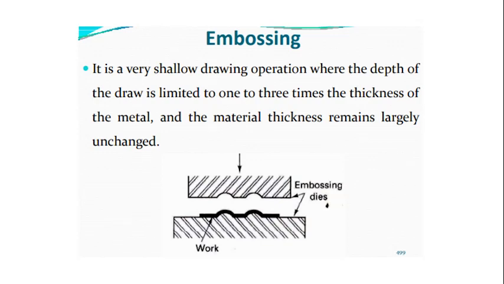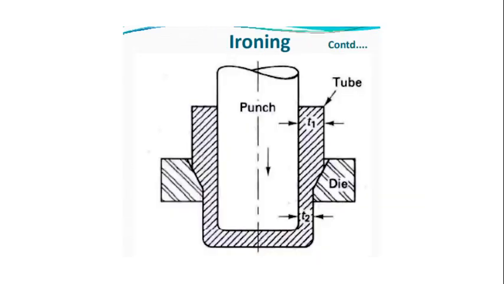With the help of this process, you can make embosses on your sheet metal. Ironing and deep drawing are not the same. In a cup which is made by deep drawing, whatever the thickness of your base and whatever the thickness of your wall, that will be equal.